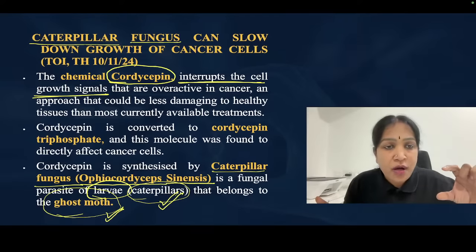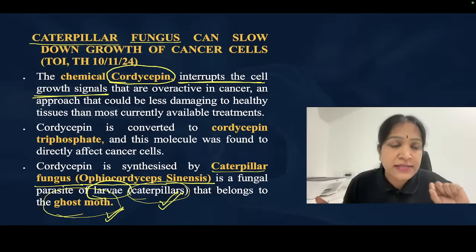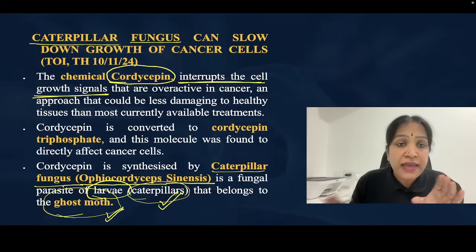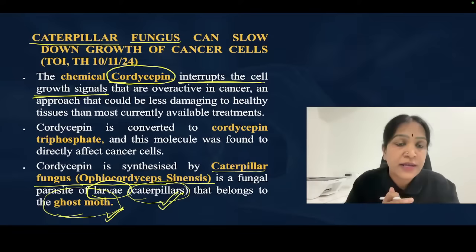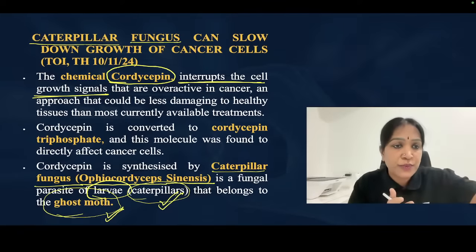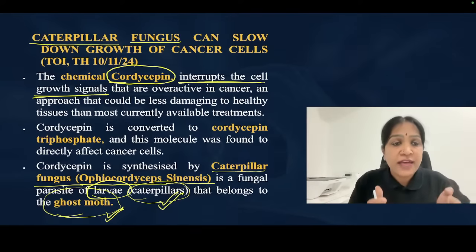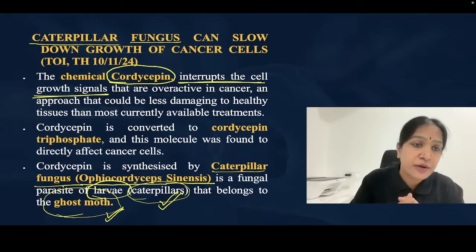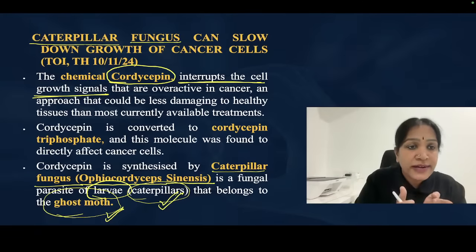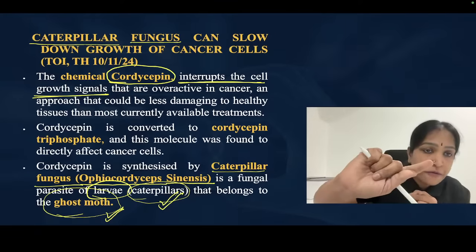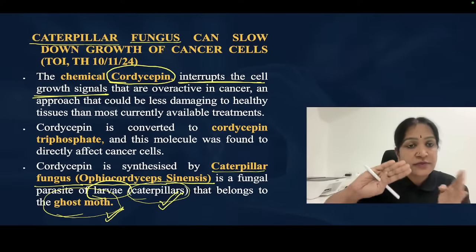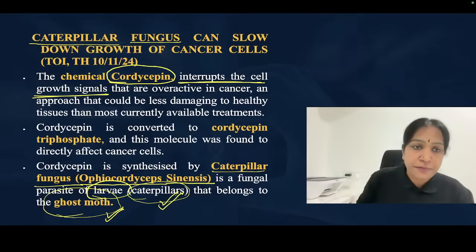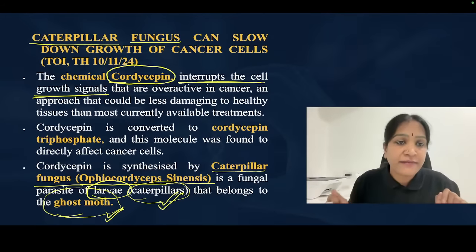So how does the cordycepin decrease the cancer? How can the cordycepin cure the cancer? By interrupting the cell growth signals. Cell growth signal means what? Just like we have a fan switch, light switch, like that we have a switch for the cell division also. This cordycepin is switching off that cell division process. The cordycepin will switch off the cell division process so that the cells will stop dividing.